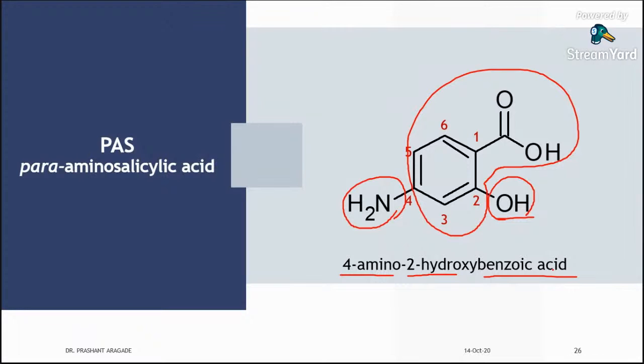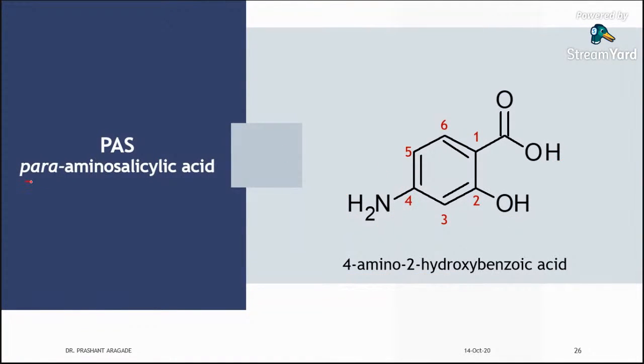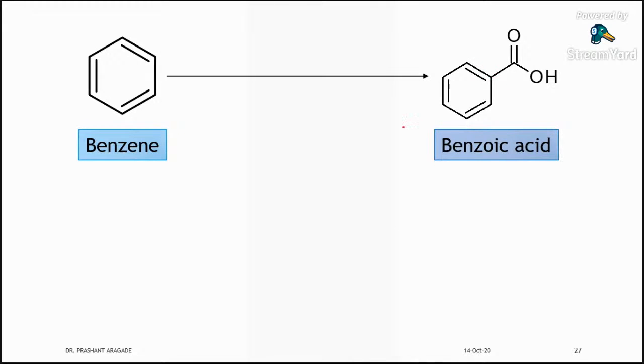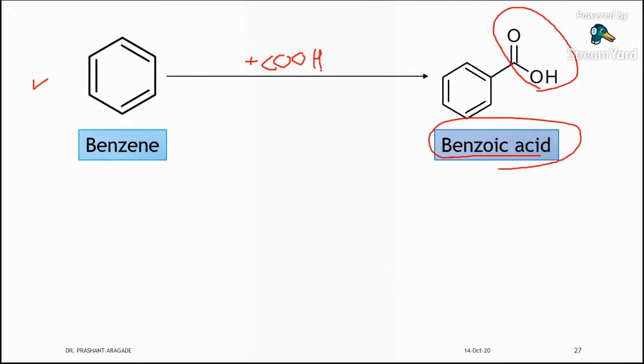So 4-amino-2-hydroxybenzoic acid is the IUPAC name of PAS. So you know benzene looks like that. If you add a carboxylic acid group on the benzene ring, then it will look like that. You can add it at any position. That is C double bond O, OH. This is the carboxylic acid. At that time it is called benzoic acid. So if you know the structure of benzene, convert it into what? Benzoic acid. How? Benzene plus carboxylic acid. So it is written as C double bond O, OH, or you can write it like that also.